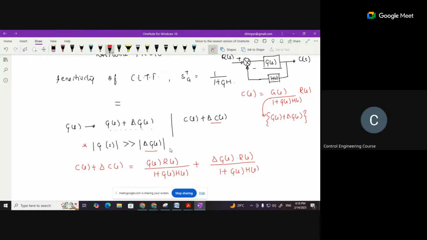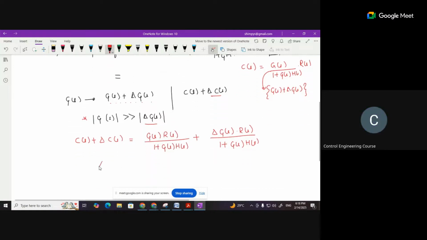Now, if we compare both the sides, can I write down here that del of CS is equal to del GS RS divided by 1 plus GSHS? Because it is in the denominator, even if we are adding 1 by 3 plus 0.00, it will be an even smaller value, right?